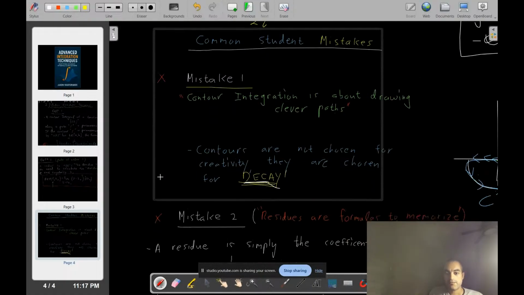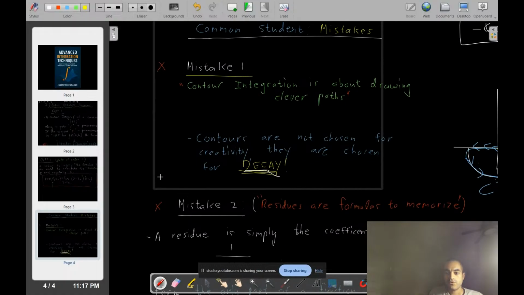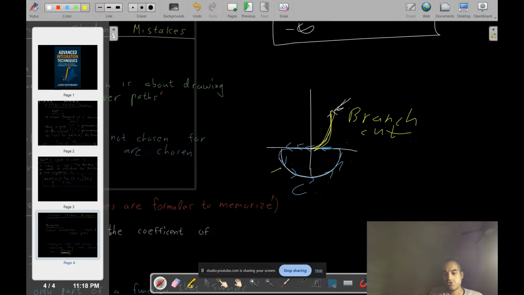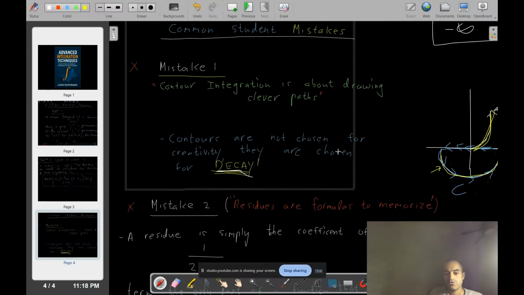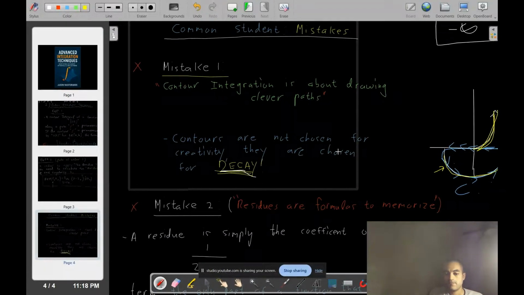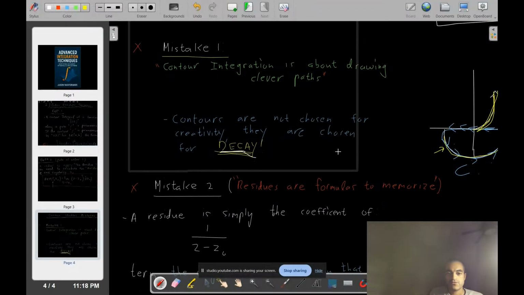So remember, mistake number 1, right? Contour integration is about clever paths. No, it's not. Contours are not chosen by the path. They're chosen by the decay. For example, this is showing decay, right? Now, why does the decay matter? Well, because quite often decay is avoiding the branch cut, and that's the whole point of contour integration, is to avoid the branch cut. Okay, so that's mistake number 1.